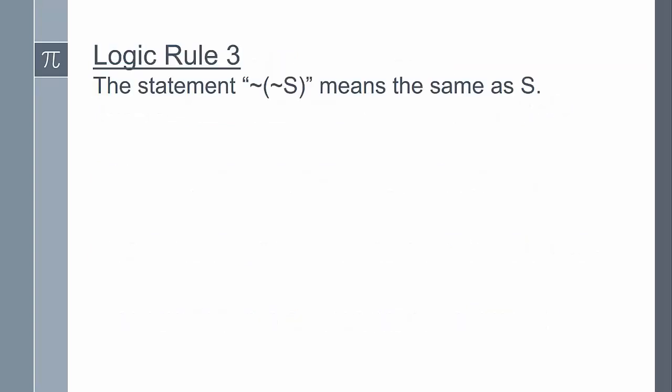The next rule is logic rule 3, which is the statement that the negation of the negation of S means the same as S. So whenever you negate a negative statement, you get the original statement S. Now in the RAA proof method, we had to negate an implication. So we need the next rule.